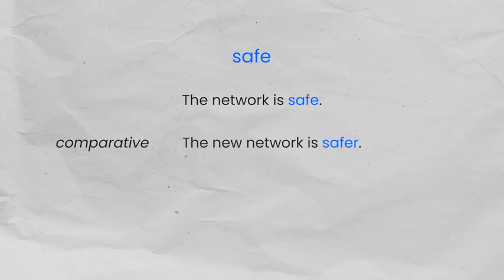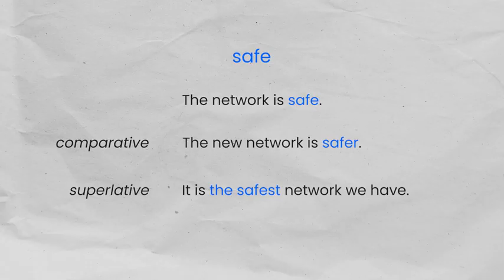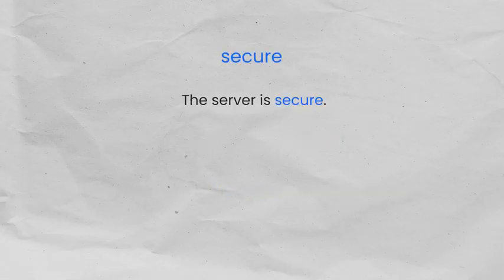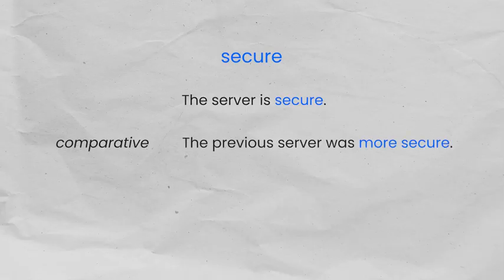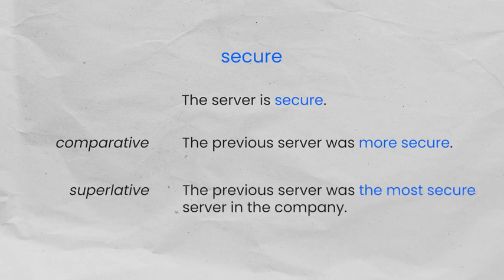The network is safe. The comparative is, the new network is safer. The superlative is, it is the safest network we have. The server is secure. The comparative is, the previous server was more secure. The superlative is, the previous server was the most secure server in the company.